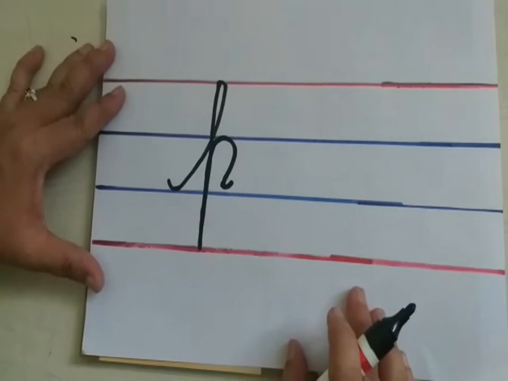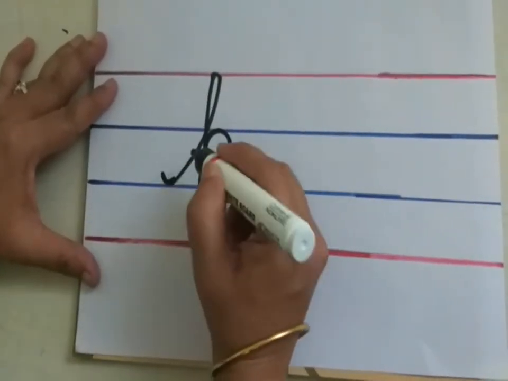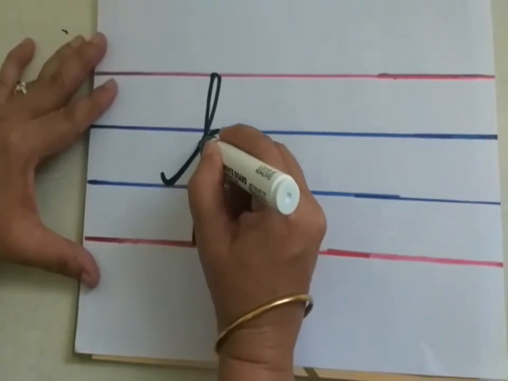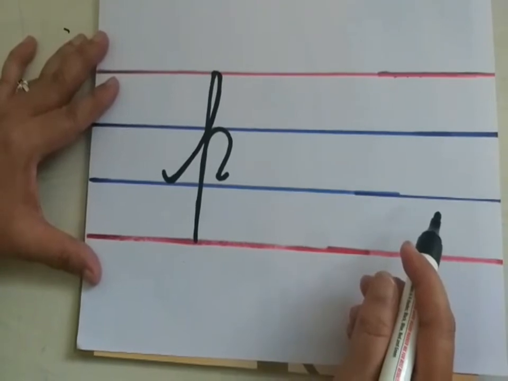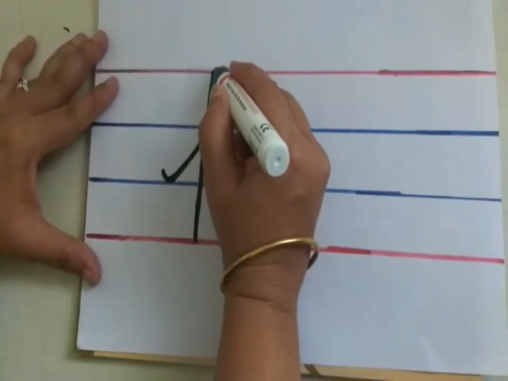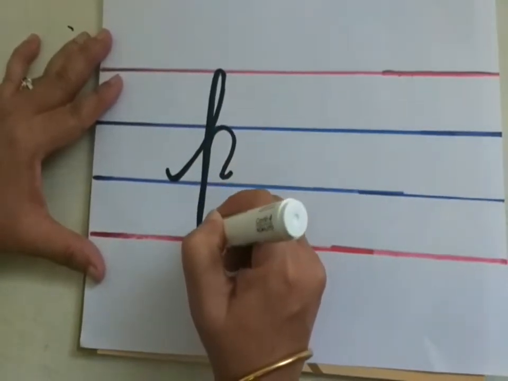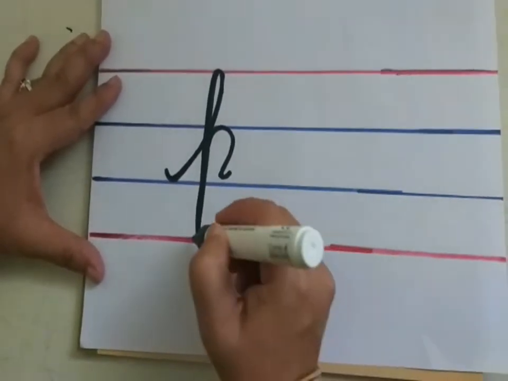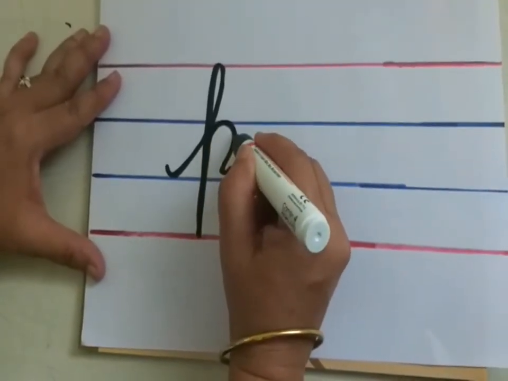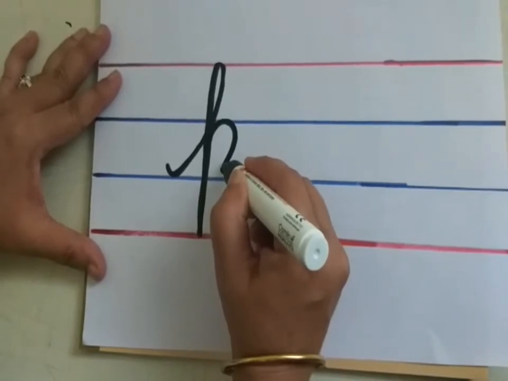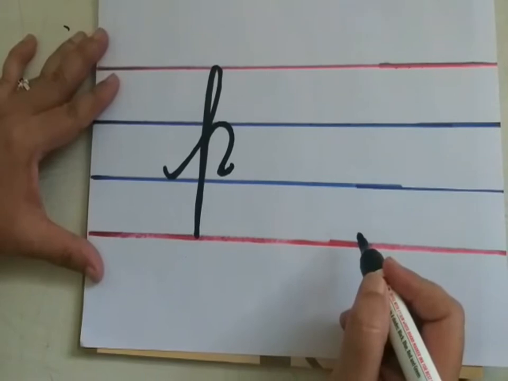Small cursive P. Shall we write once again? See, make a small curve. Go up to the first red line, children. Like slanting line you have to do. Okay, turn back, come down to the fourth red line, children, down. Now again go up to the second blue line. Make a half curve, children, like that, and make a small curve. This is small cursive letter P.